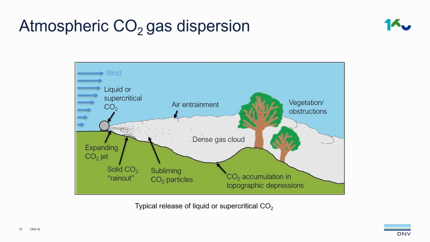As previously mentioned, CO2 is heavier than air. Therefore, a dense CO2 gas cloud follows the ground. Obstacles such as trees and buildings can affect the dispersion behavior, as well as terrain. And we also have to take into account different atmospheric conditions. Consequently, reliable CO2 dispersion analyses are needed.